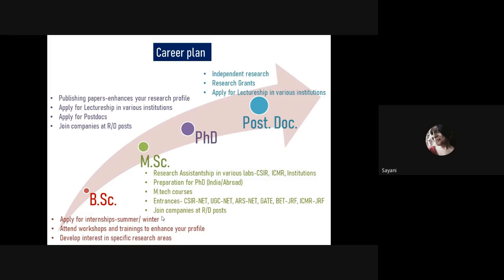After you finish your master's, you normally take a gap for joining some lab, and then you gain some experience and finally apply for a PhD. In your PhD life, you will be publishing papers, and this will help you enhance your research profile. Afterwards, you can also apply for lectureship in various institutions and also join companies, of course.